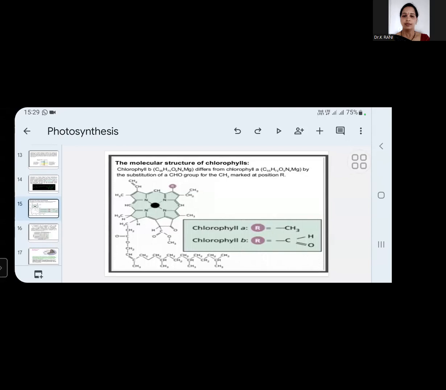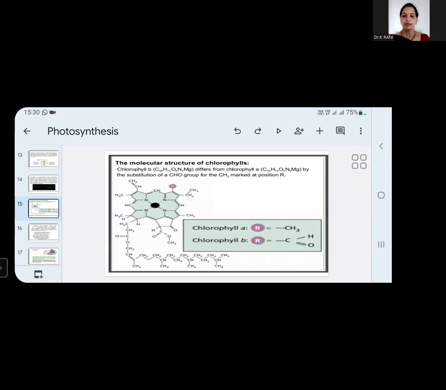The upper part is the head part, which is the hydrophilic part, and it is attached to the long hydrophobic chain, the phytol tail. The empirical formula of chlorophyll A, as I told you, is C55H72O5N4Mg. In higher plants, besides chlorophyll A, chlorophyll B is present. Chlorophyll B differs from chlorophyll A by having a formyl group, that means CHO in place of a methyl group CH3. In chlorophyll A, CH3 is present. In chlorophyll B, CHO is present.